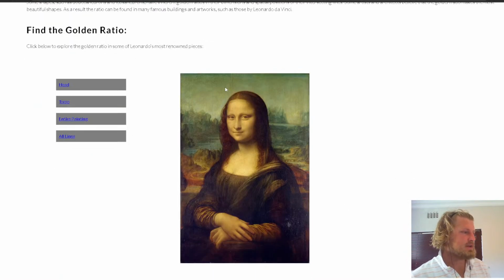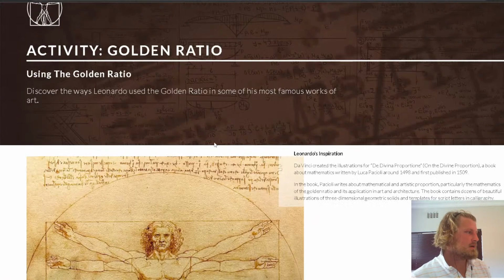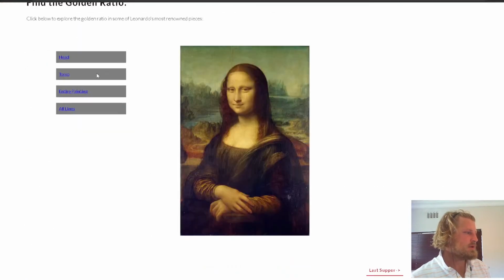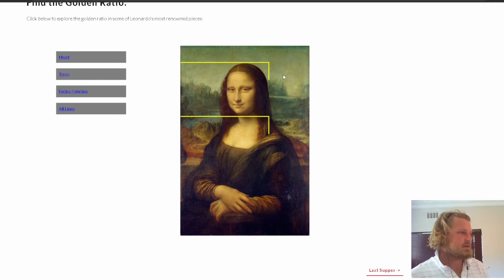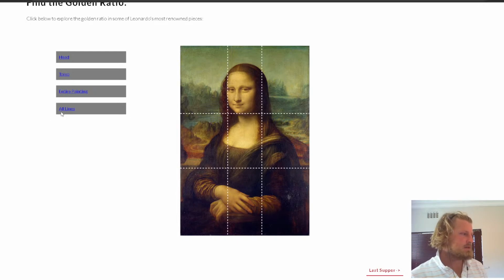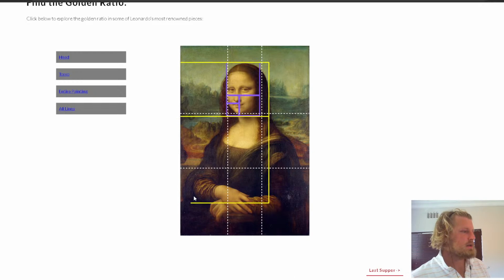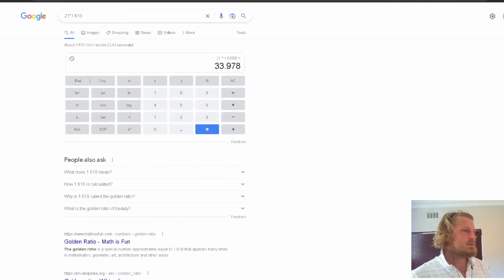This is the golden ratio of the Mona Lisa, right? If you click on the head, you can see the perfect ratios, right? The top of the forehead and the eyes, the cheeks, and it gets smaller like that. The torso as well, you divide the head by the torso, and then the entire painting and all the lines, you can see the golden ratio line up perfectly. So we've shown you that.